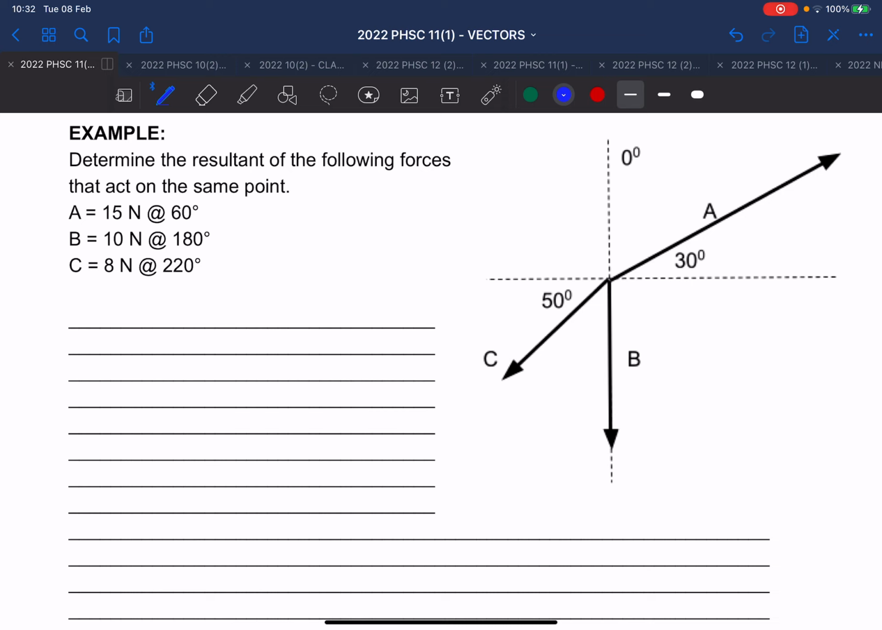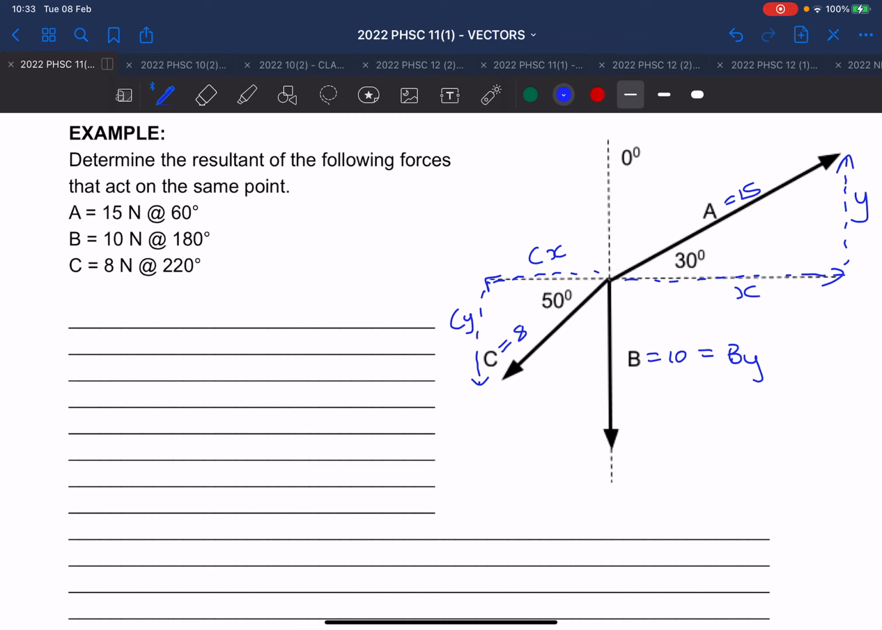Okay, they're asked, determine the resultant of the following forces that act on the same point. Okay, so there you have, A is 15 newtons, B is 10 newtons, and C is 8 newtons. Okay, we can see we can take A and split it up into an X and a Y. B is only Y because it's only going down. And C you can split up into an X and a Y.